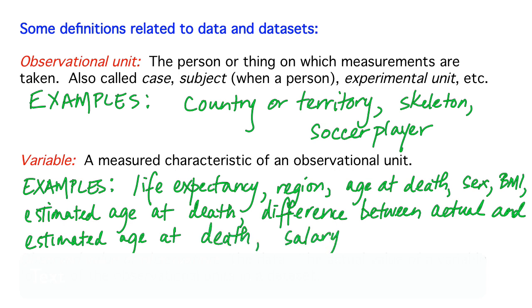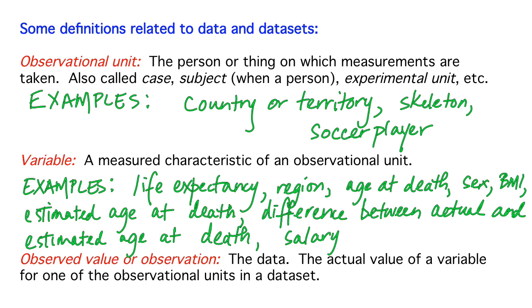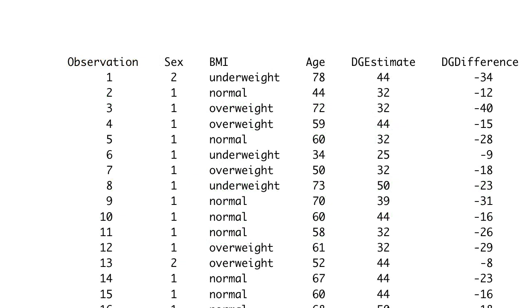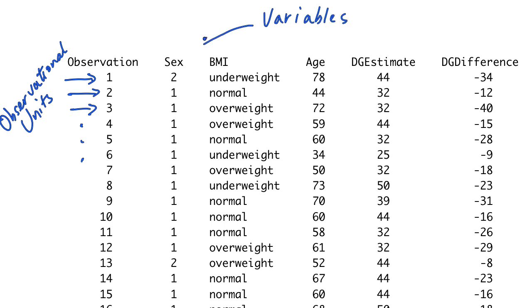An observed value or observation is our data. It is the actual value of a variable for one of the observational units in a data set. Data are arranged in rows and columns, with one row for each observational unit and a column for each variable. Many different file formats are possible for data, such as spreadsheets and comma-separated values. If you explore the data files used in this course, you'll find that we're supplying the data in plain text files, with spaces separating the observed values of the variables.